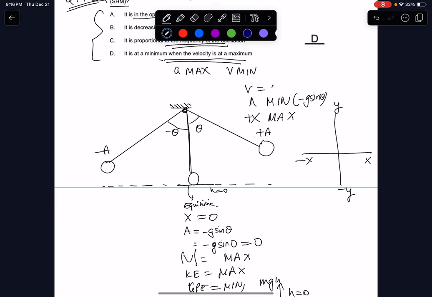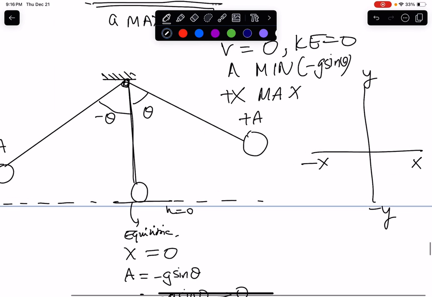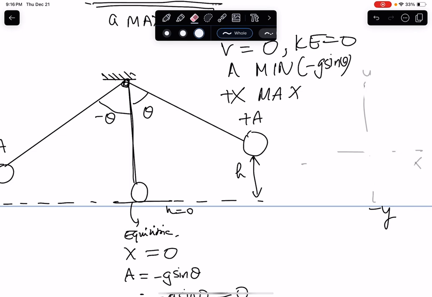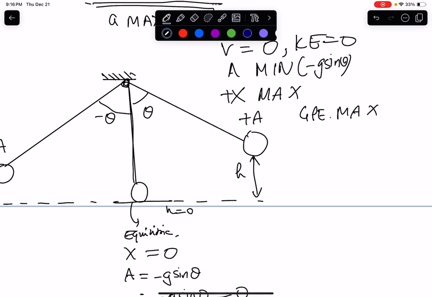We know that the velocity is equal to 0. We know that the kinetic energy therefore is equal to 0. And we also know that at the maximum amplitude, you have maximum height. So because you have a maximum height, you can end up saying that the gravitational potential energy at this point is going to be maximum.